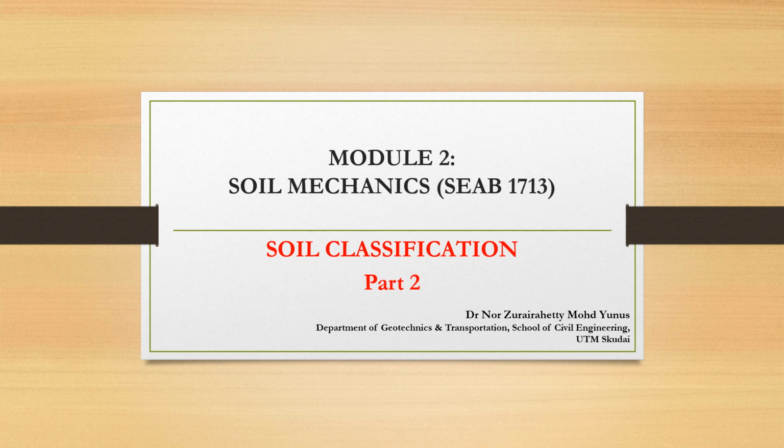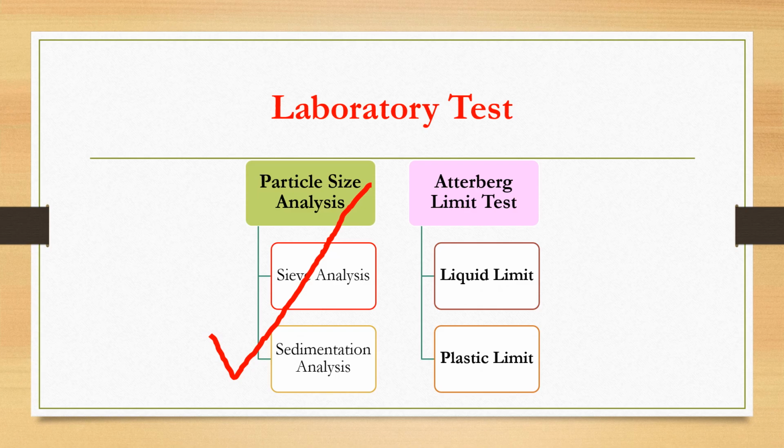So we are moving to the second part of this topic under soil classification. Previously we already discussed the particle size analysis test, which includes sieve analysis and also sedimentation analysis. So remember, there are two sets of testing: one is particle size analysis, another one is the Atterberg limit test. For laboratory testing to be carried out in order for you to classify the soil, before you can classify the soil, there are two sets of testing that you need to carry out. It means that you need those two sets of data. So you have particle size and also the Atterberg limit test.